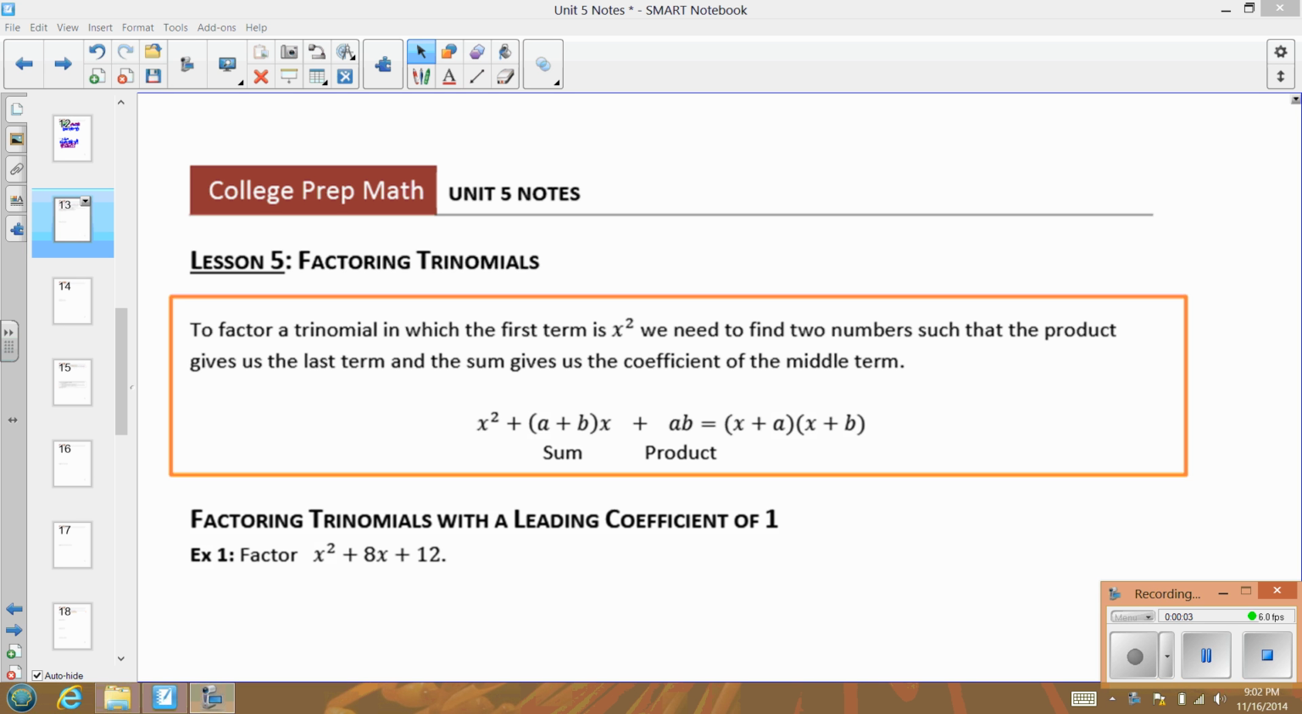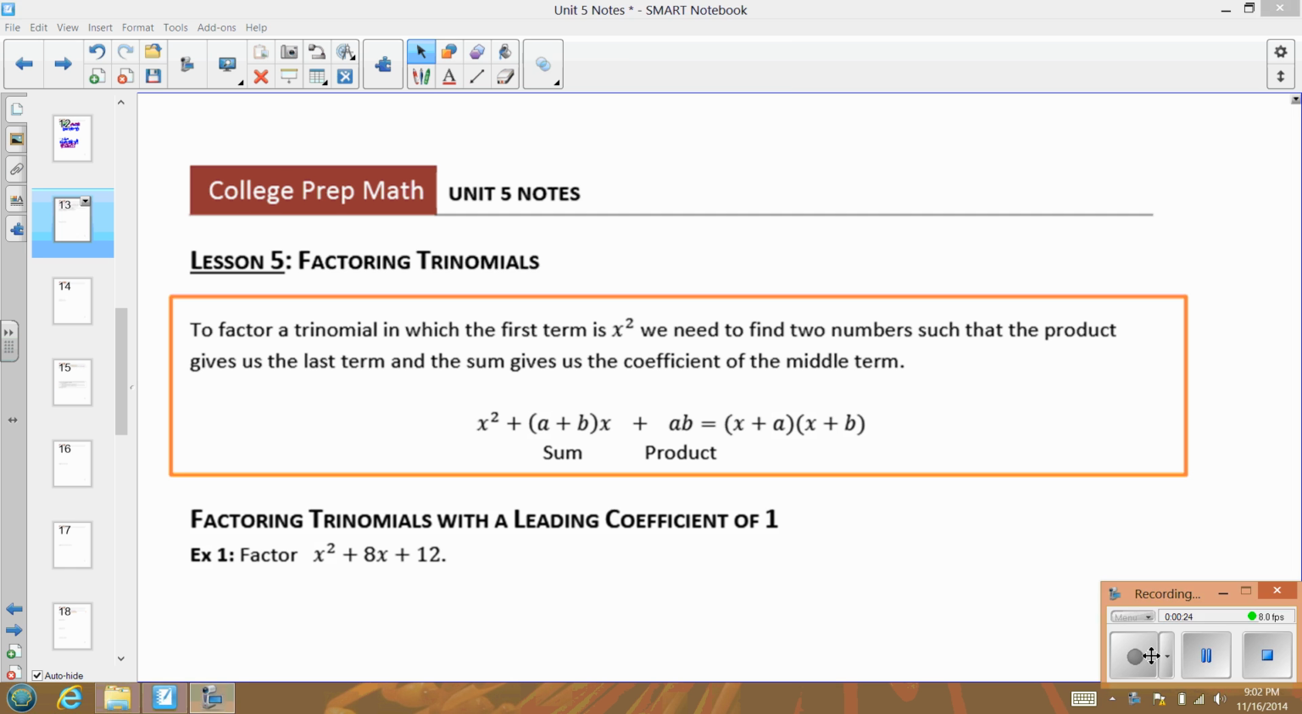In lesson 5, we're going to look at how to factor trinomials. If you remember, trinomials are polynomials with 3 terms. The rule for this is that the first term is an x squared, the middle term is an x term, and then you have some number at the end.